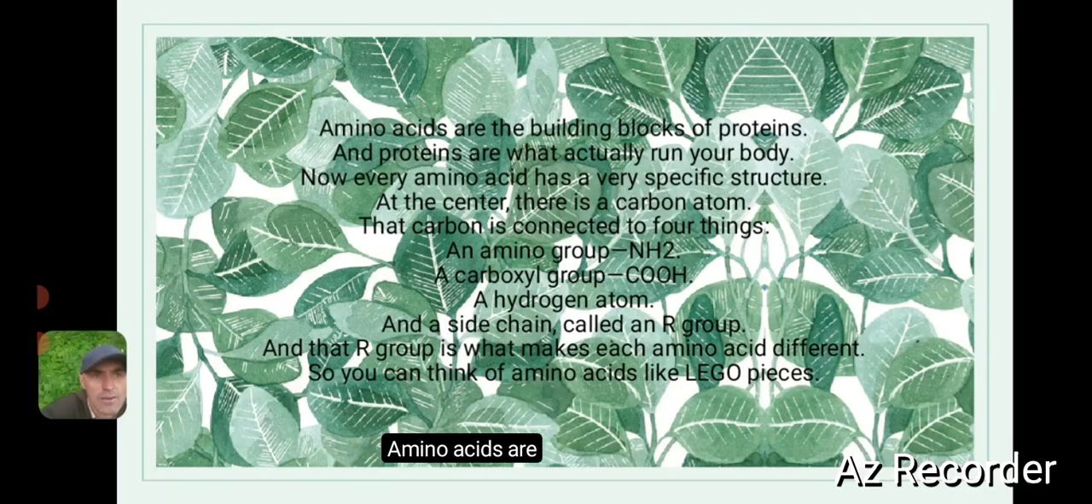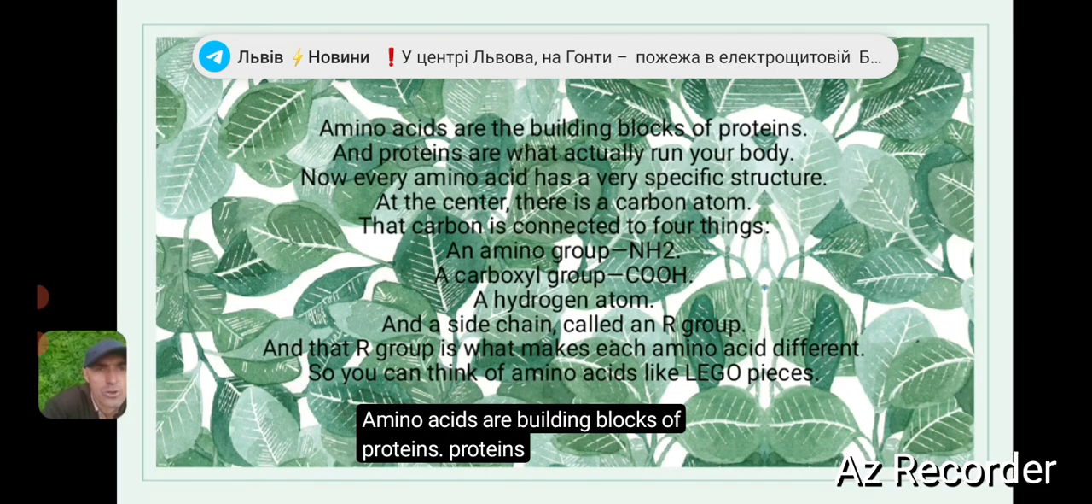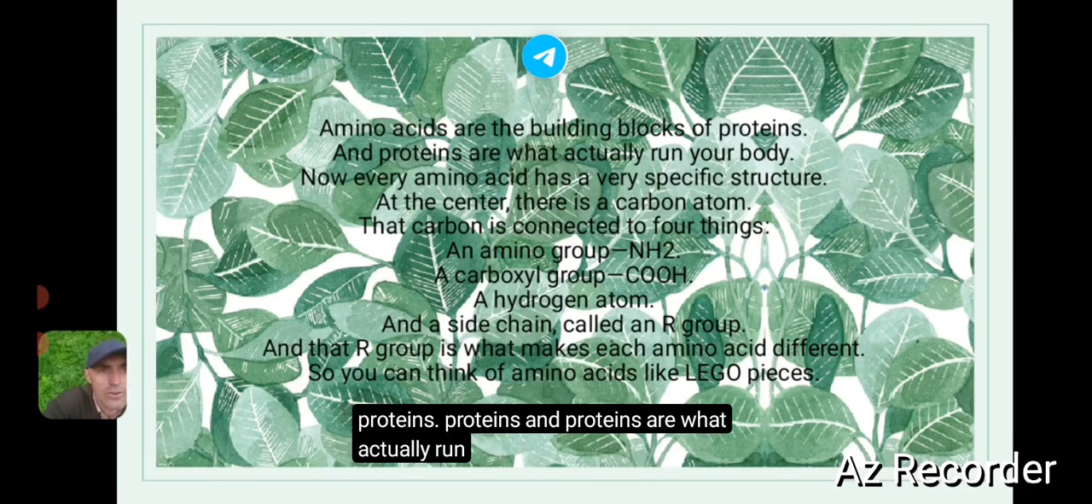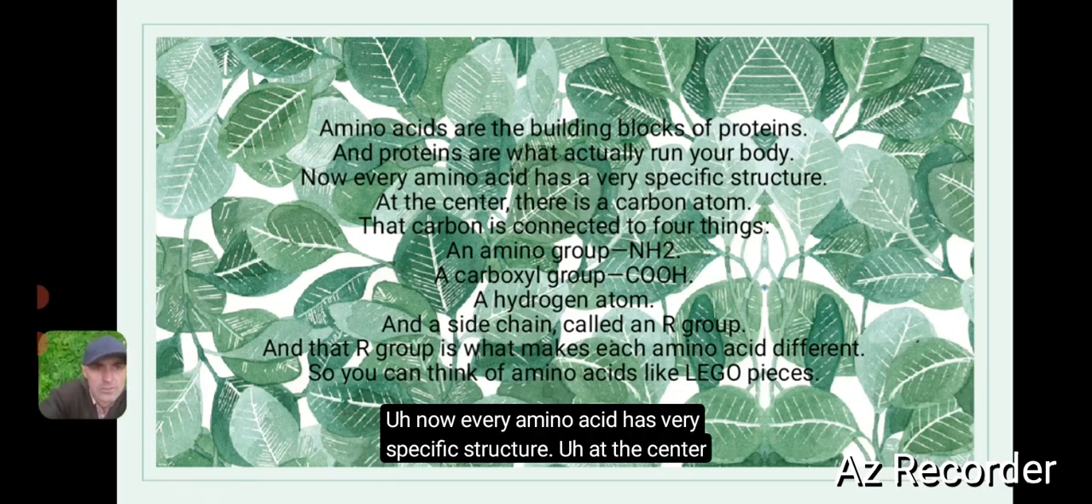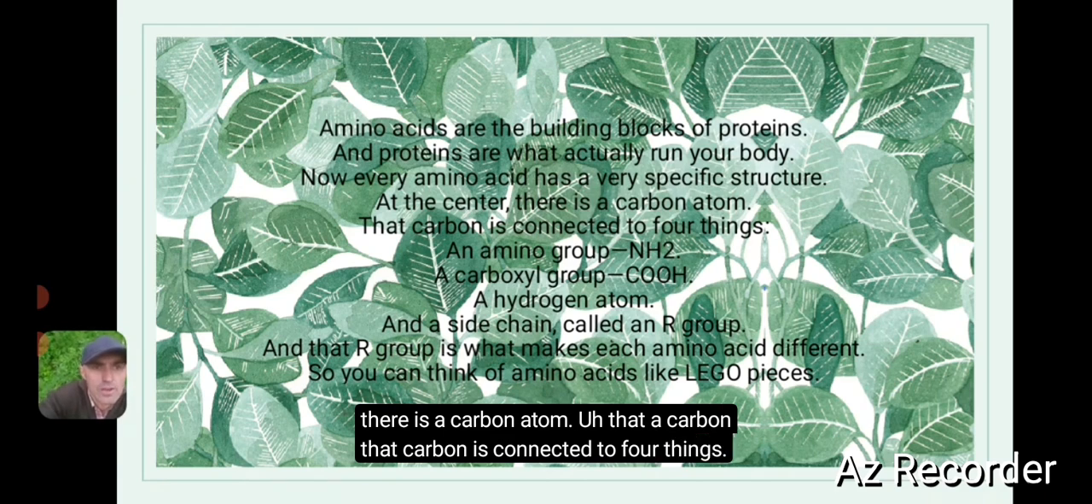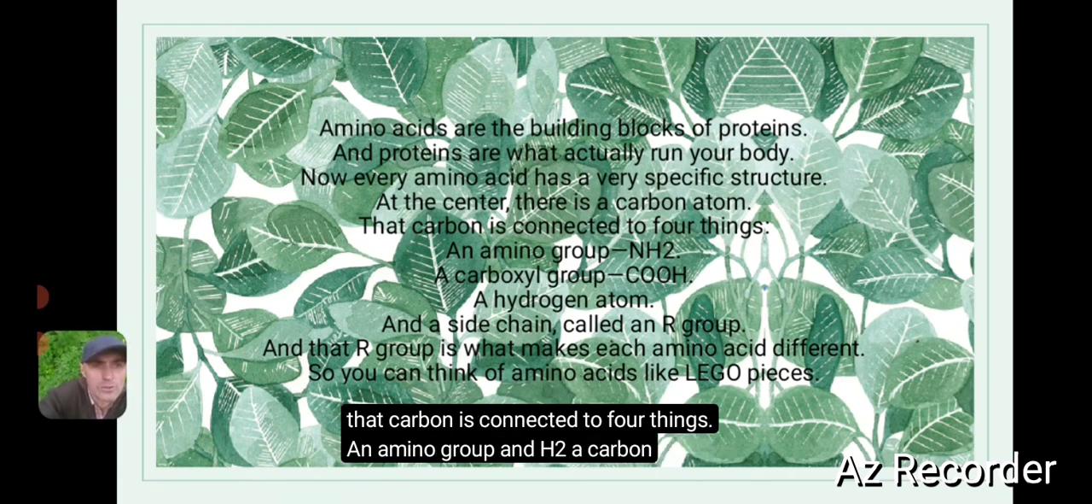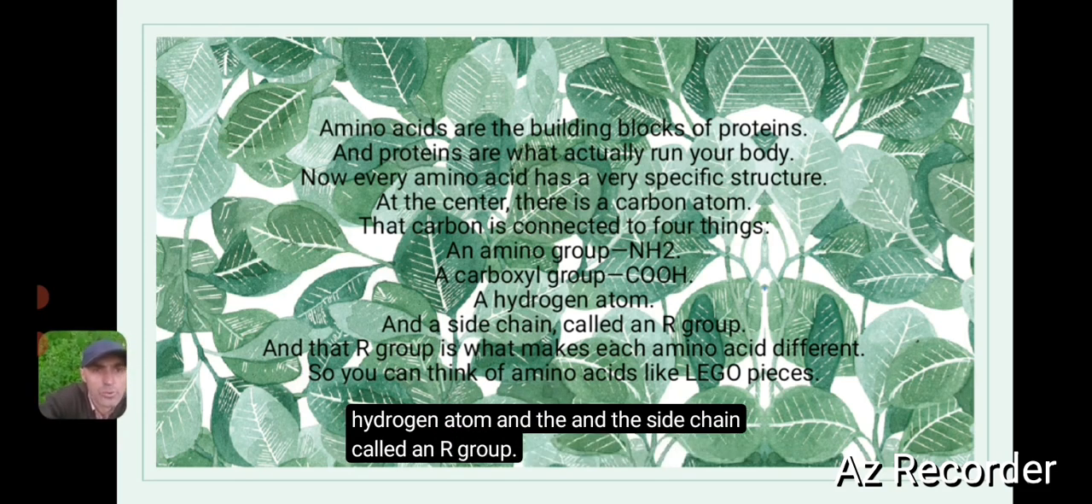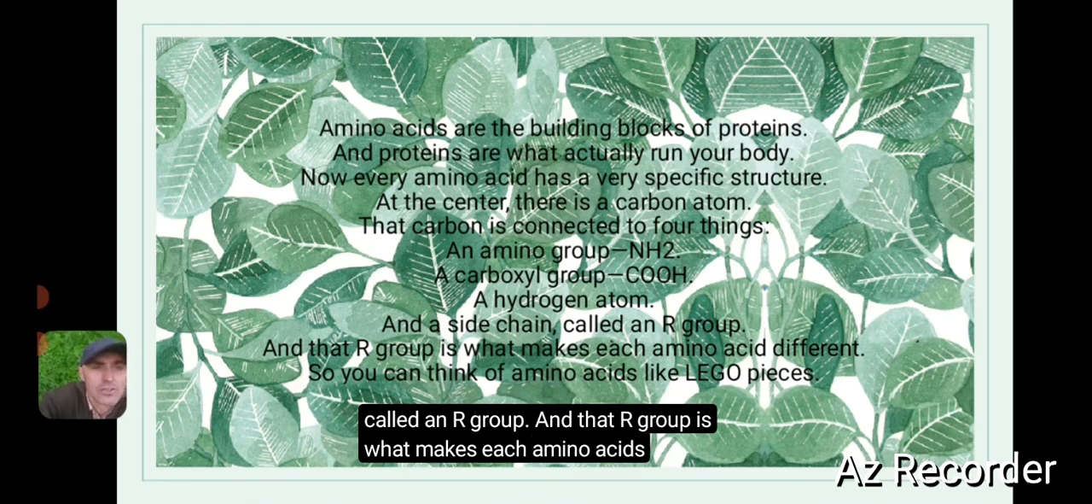Amino acids are the building blocks of proteins. And proteins are what actually run your body, young Americans. Now every amino acid has a very specific structure. At the center there is a carbon atom. That carbon is connected to 4 things: an amino group, NH2, a carboxyl group, COOH, a hydrogen atom, and a side chain called an R group. And that R group is what makes each amino acid different, young Americans.